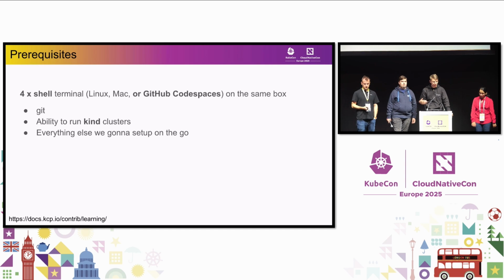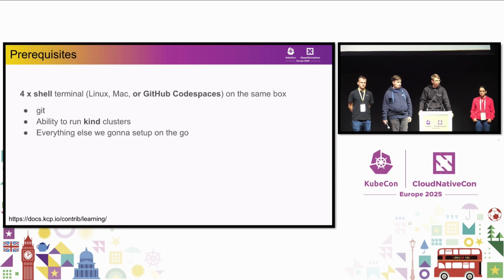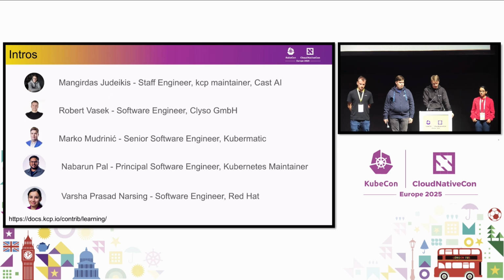Prerequisites: we will require 4 shell terminals, Linux or MacBooks. We strongly recommend using GitHub Codespaces. We're going to show how to set it up, so that everybody has the same environment and we can debug faster. But if you feel comfortable, use whatever terminal you like. For starters, Git is basically what we need, and we're setting up everything else.